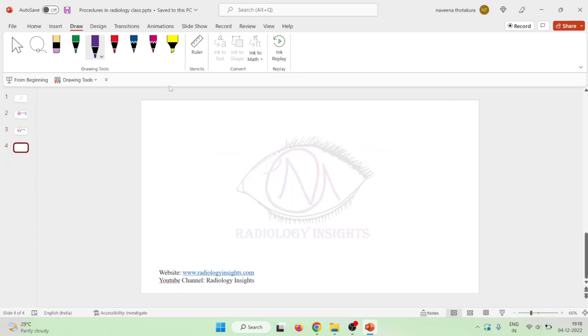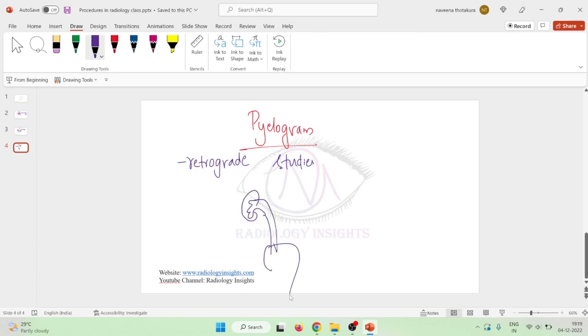Followed by, we also have one more thing which is called pyelogram. This pyelogram is reserved for retrograde studies. This pyelogram is mainly used for visualizing the collecting system. With the help of pyelogram, we can visualize the collecting system mainly. So it is used for visualizing the collecting system, and it is a retrograde study.